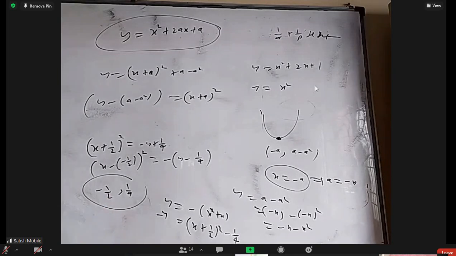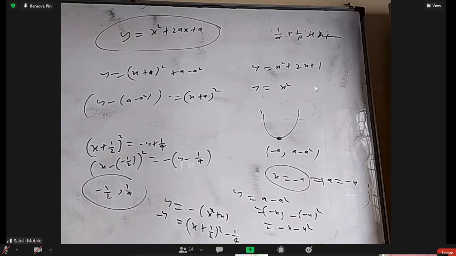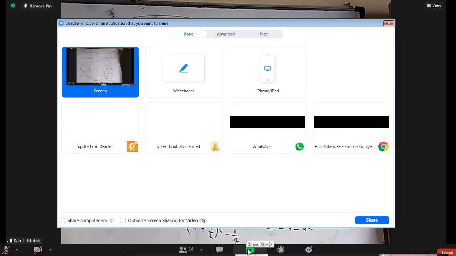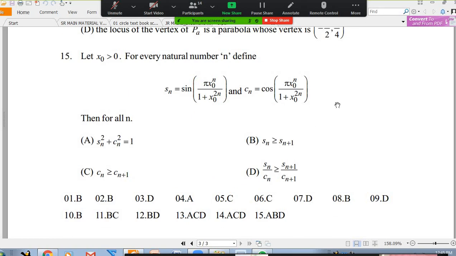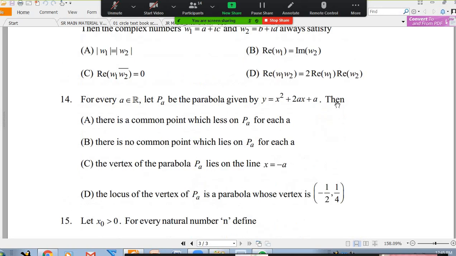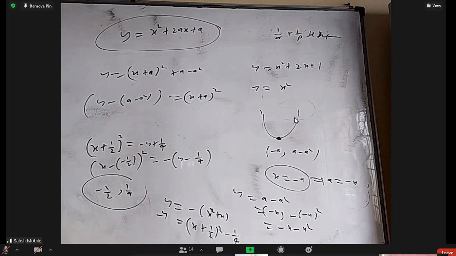So the fourth option is also right. I think option A is also right. There is a common point which lies on Pa for each a. So A is correct, B is wrong. The vertex of Pa lies on x equal to minus a. Now we go through all the options. The locus is also correct. ACD. That's it. But still, I want to understand a little more about this.